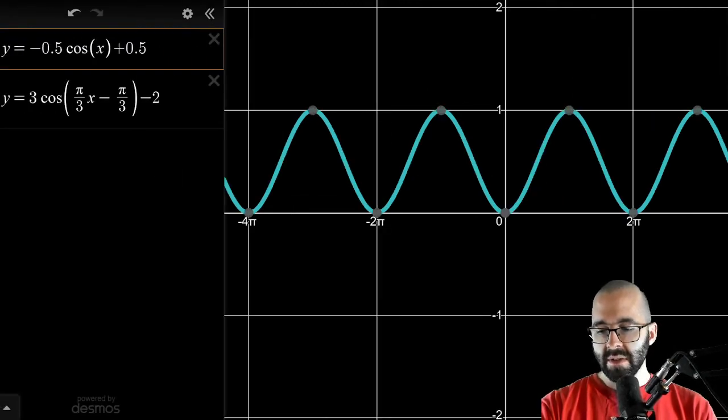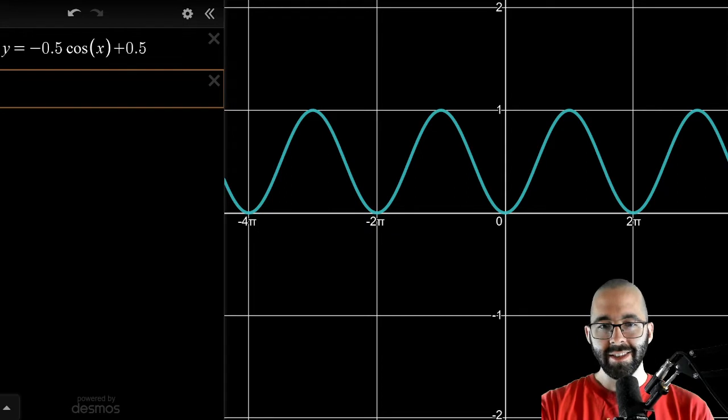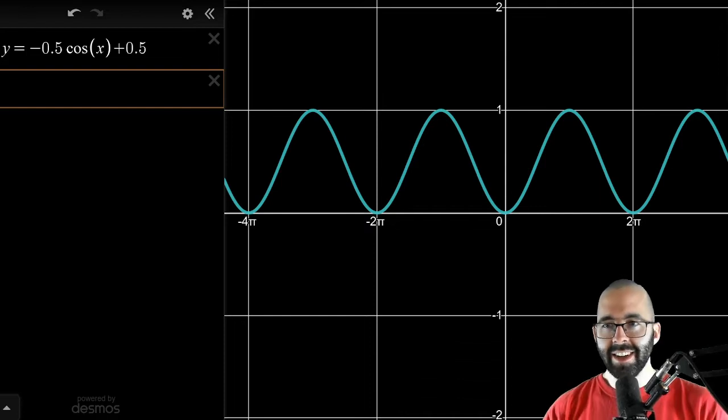So if I graph, okay, so I already graphed the negative 1/2 cosine of x plus 1/2. Oh, don't look at this. This is a spoiler. No. All right, hopefully you're not spoiling anything for yourself.